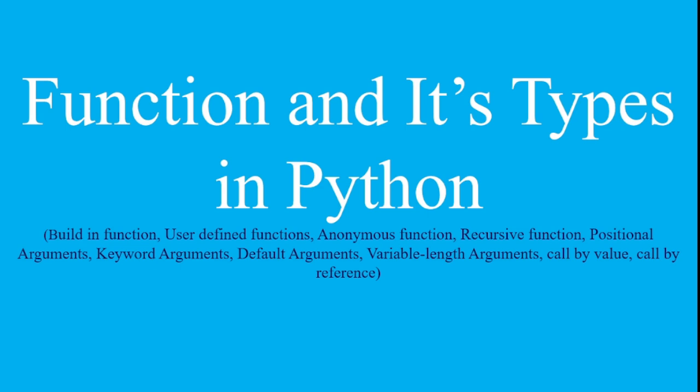In this video, we will discuss the function and its type in Python language. So we will cover various types of functions, that is built-in functions, user-defined functions, anonymous functions, recursive functions, and further the various types of argument that we pass into the function, like positional arguments, keyword arguments, default arguments, variable length arguments, and further another type of function, that is call by value and call by reference.